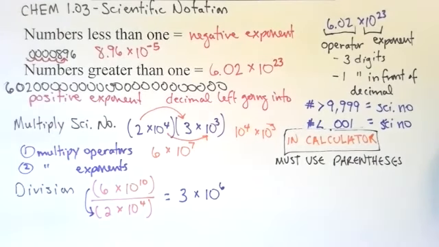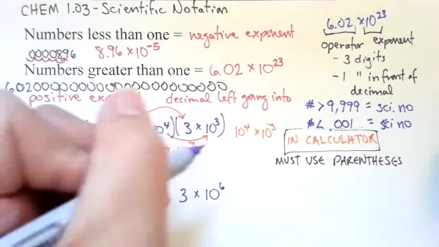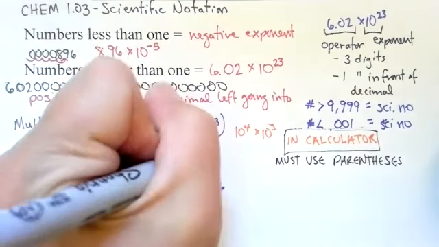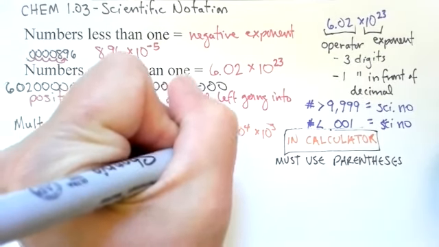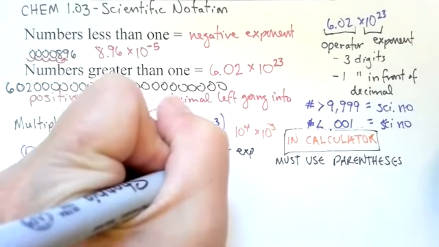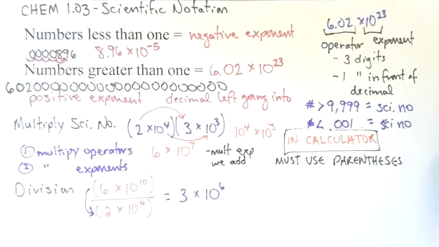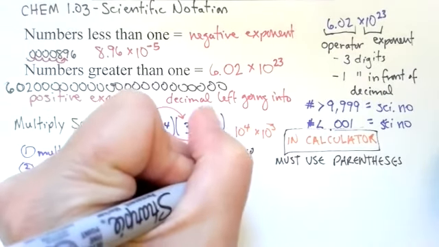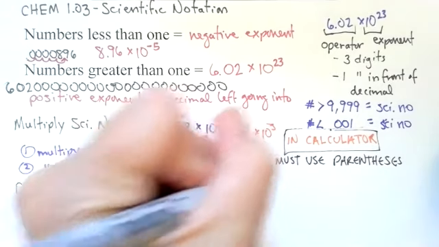And let's jot this down too. I'm going to go back to black. So when we multiply exponents, we add. And when we divide exponents, we subtract.